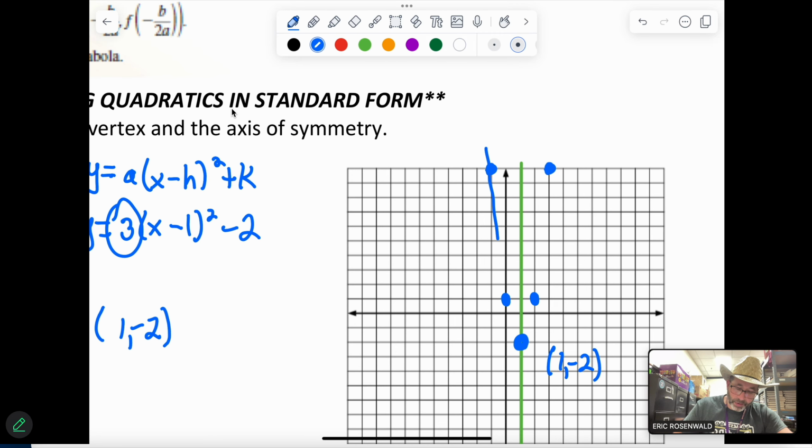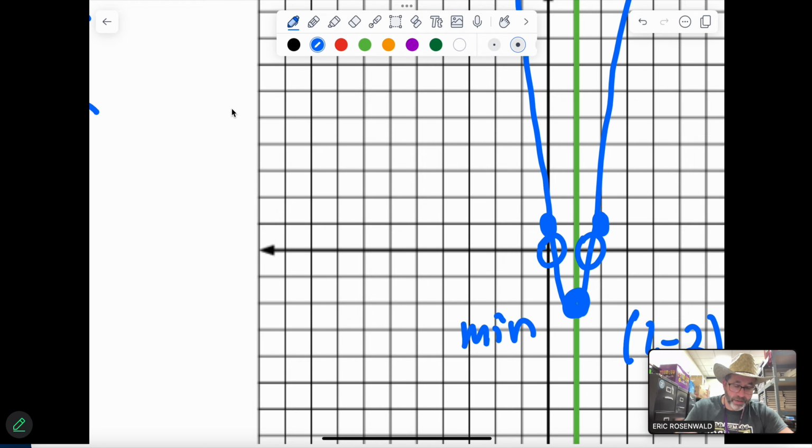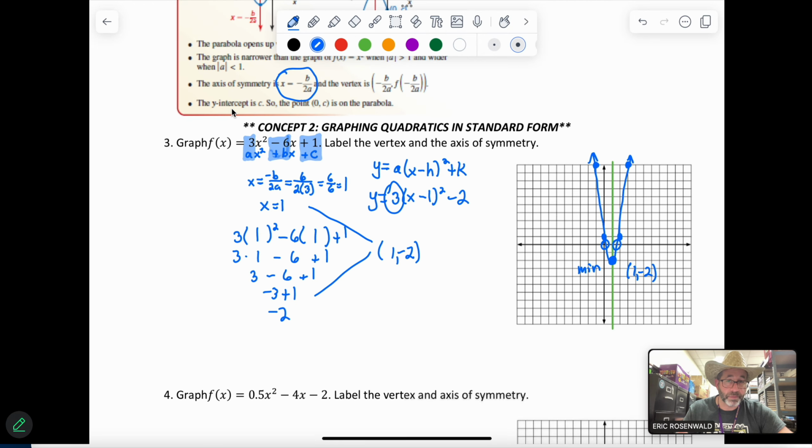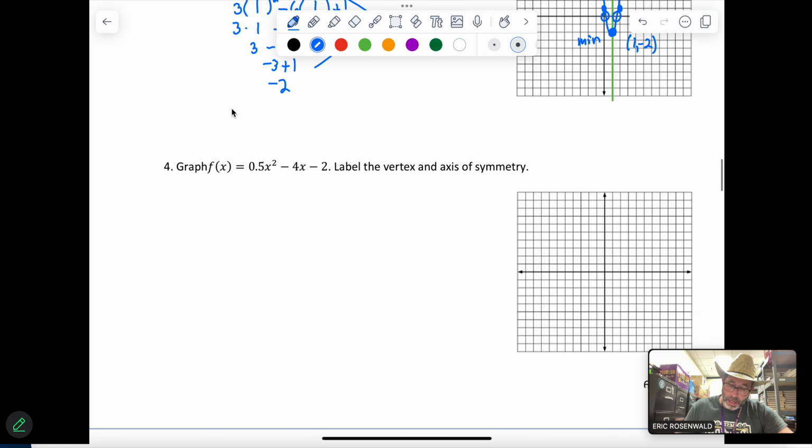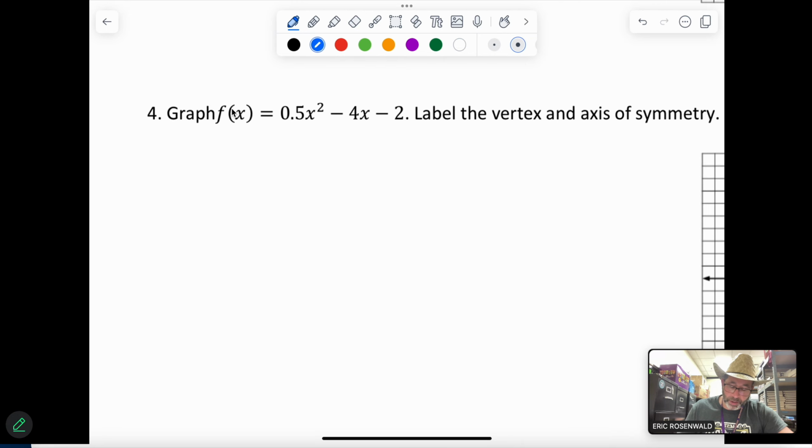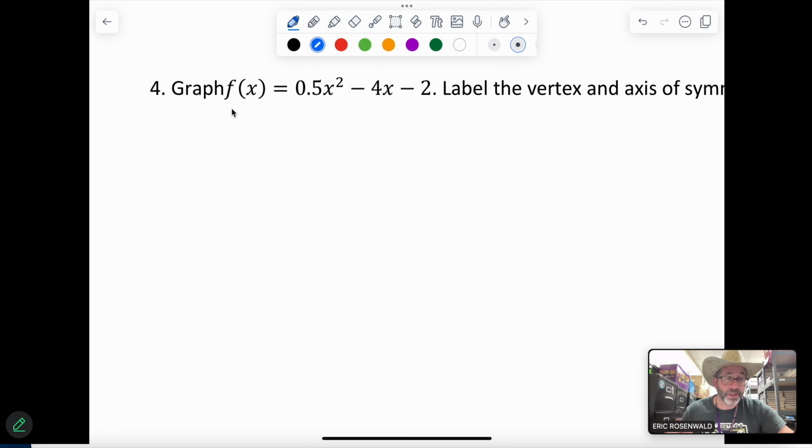And this graph, when we look at it, that vertex is a minimum because it's at the bottom. And you can see the zeros are right here, but they're not very nice. But nevertheless, those would be the zeros. Okay? All right, let's do another one here. We're going to go a little bit quicker on this now. Again, pause it if you ever need it.